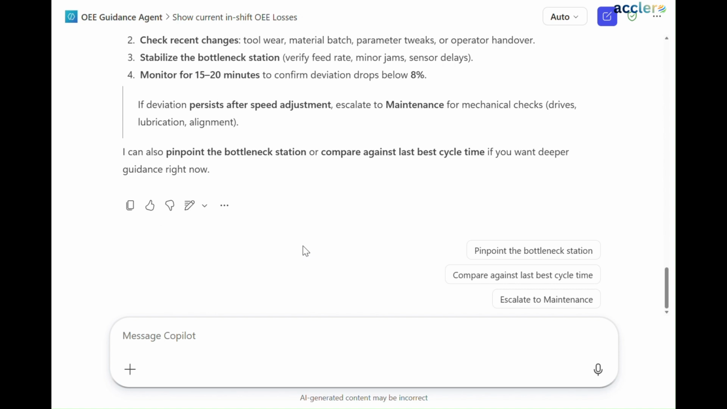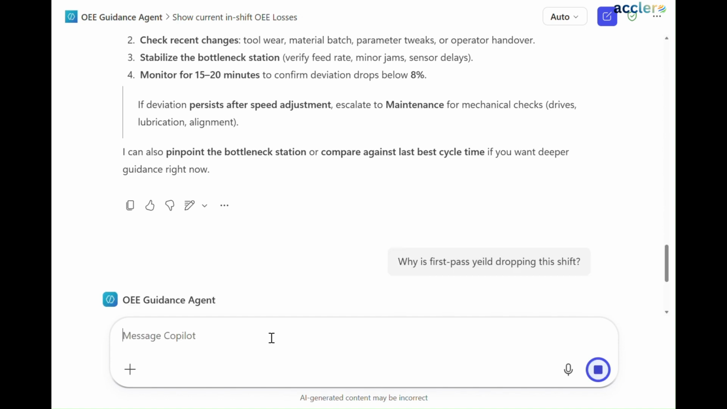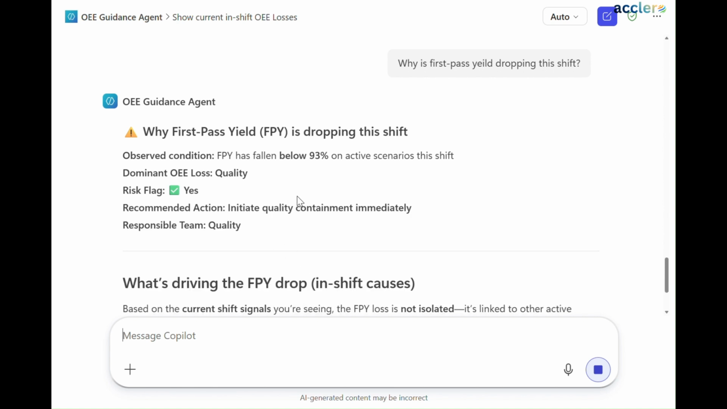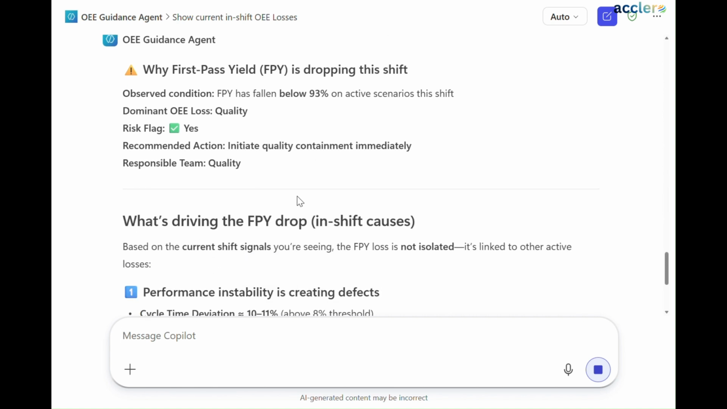So let us go for use case 3, that is quality degradation. Let us give the prompt: why is first pass yield dropping this shift? Here the agent detects a downward trend in first pass yield and flags a quality loss. It prompts immediate containment and assigns ownership to the quality team. The outcome is that quality issues are contained earlier, reducing scrap and rework.